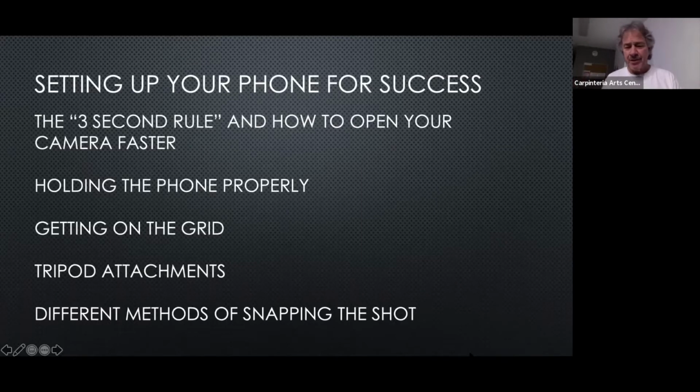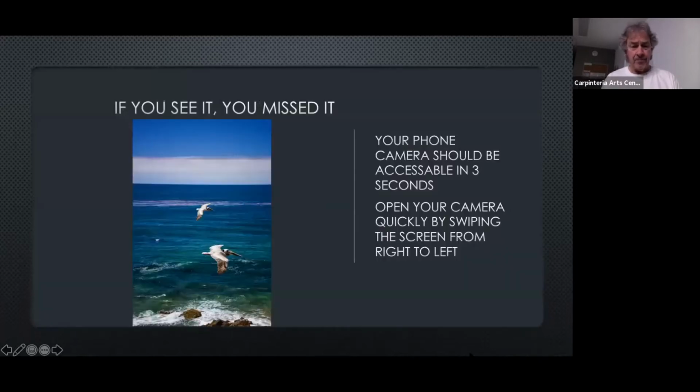On occasion, there's times when you may want to get a tripod or something to steady the camera to get those long exposures, those close-up shots, those kinds of things. So I'm not advocating you run out and get a tripod, but if you do, I've got some suggestions. And then we've got different methods of snapping the shot. There's a couple of different ways to trigger almost all the iPhones. We're going to talk about the way that everybody does, the way that some people do, and the coolest way to trigger your camera to take photos, okay? All right, now, if you see it, you probably missed it. Your iPhone should be accessible in seconds.